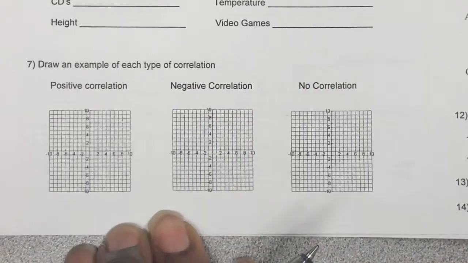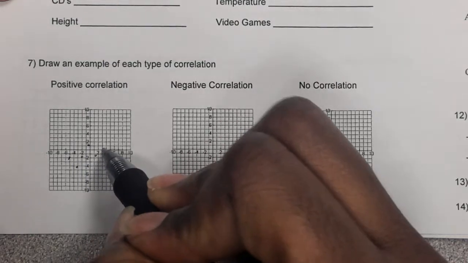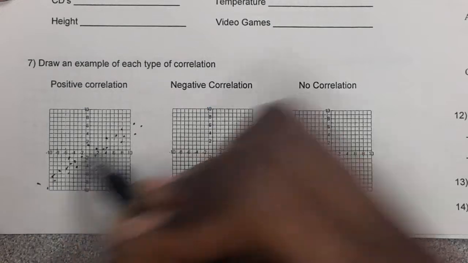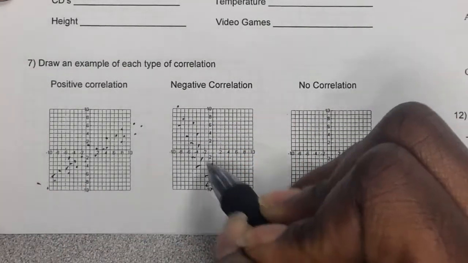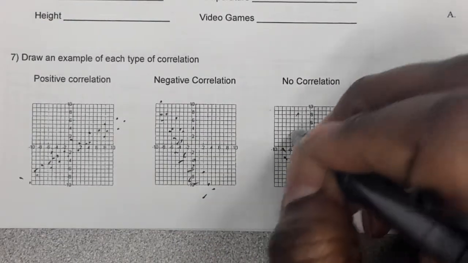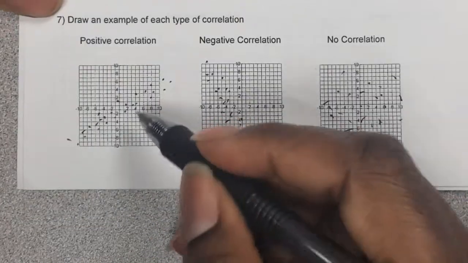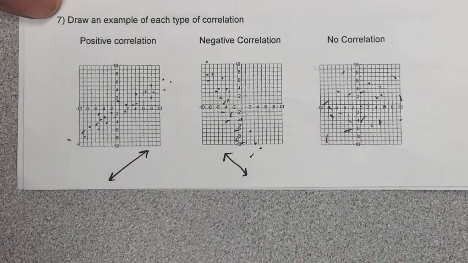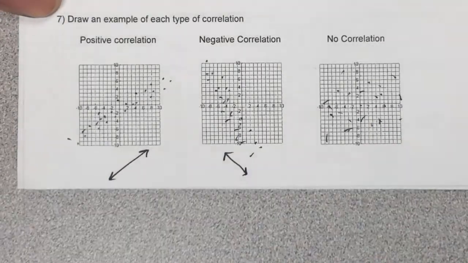Drawing example of each type of correlation. Remember we talked about positive correlation would be like if the dots are going up and to the right. Negative correlation would be moving down and to the right. No correlation means they're just like ants that got stepped on and they start going crazy. Okay? Same thing with positive slope. Up and to the right. Down and to the right for negative. And no correlation, that wouldn't even be possible for a line.